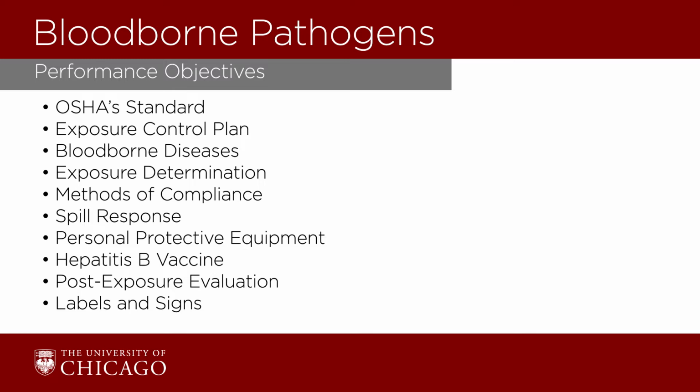exposure determination based on job classification, methods of compliance to prevent contact with blood or other potentially infectious materials, actions to take in the event of a spill, personal protective equipment including proper use and disposal, information on the hepatitis B vaccine, the procedure following an exposure incident, and labeling and signage requirements.